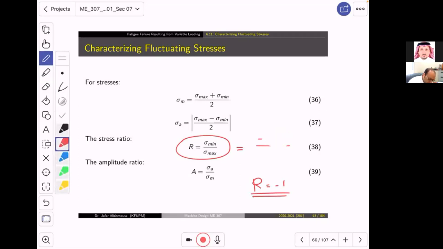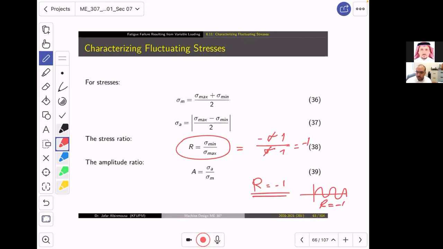If sigma minimum is minus sigma and sigma maximum is positive sigma, which means both of them have the same magnitude but different signs, then the signs cancel out, you get one over one with a negative sign, so you will get minus one. So the endurance limit that we studied in the last part was obtained for an R ratio of minus one.